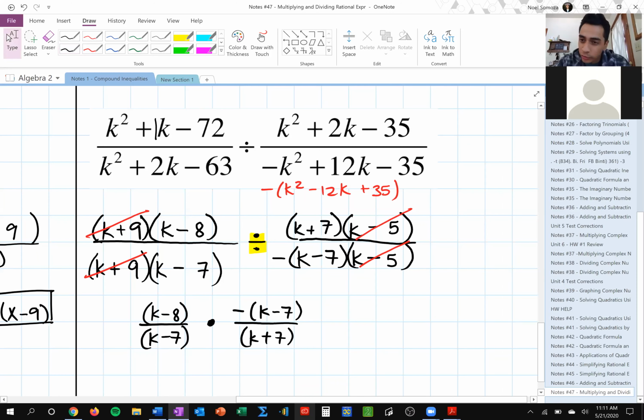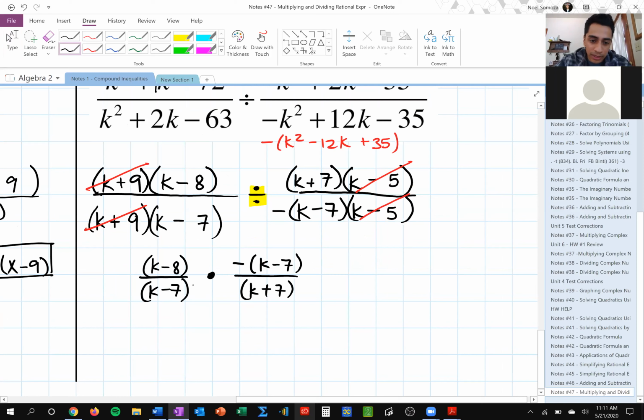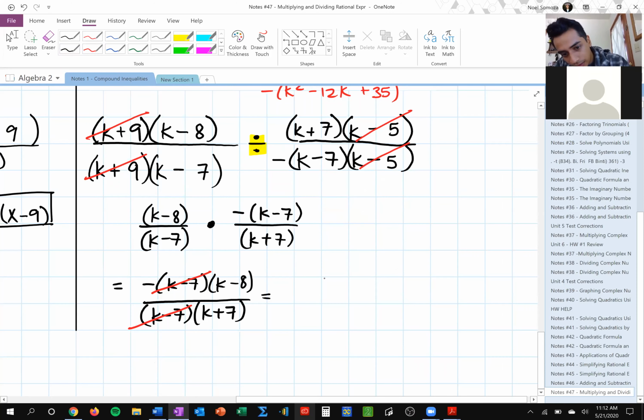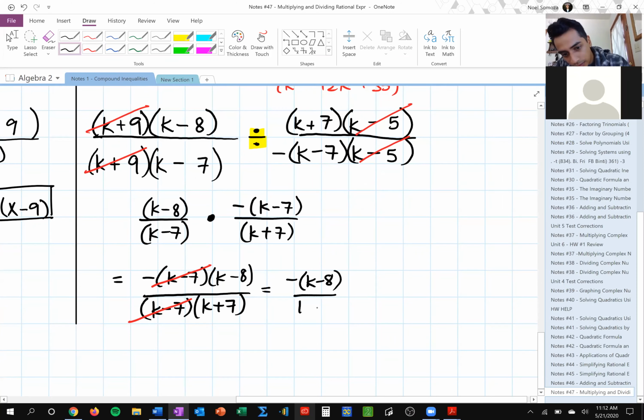Again, don't distribute that negative in, because if you do, you're going to lose the ability to cancel out those k minus 7s. So just condense it, bring it together. You have negative k minus 7 over k minus 8 all over k minus 7 times k plus 7. Once again here, k minus 7 cancels out with k minus 7. And you would be left with a negative k minus 8 all over k plus 7. And there is your final expression. I believe we're done. Yeah, that's our last example.